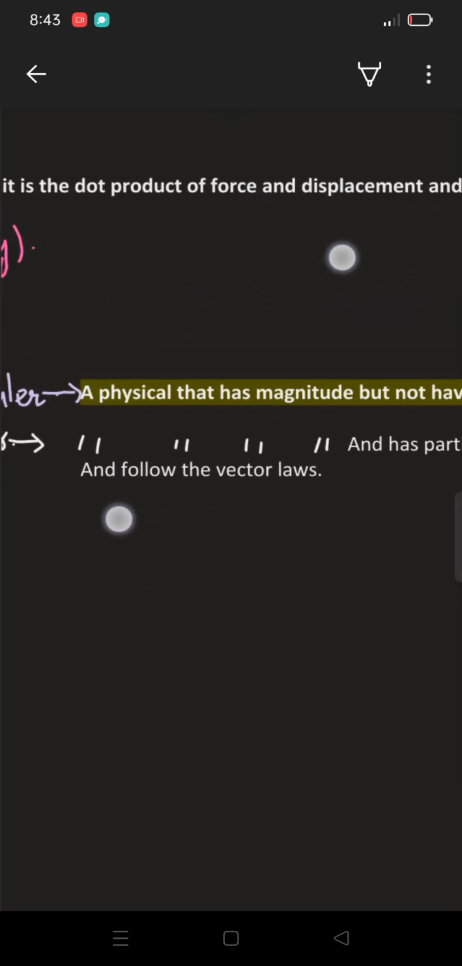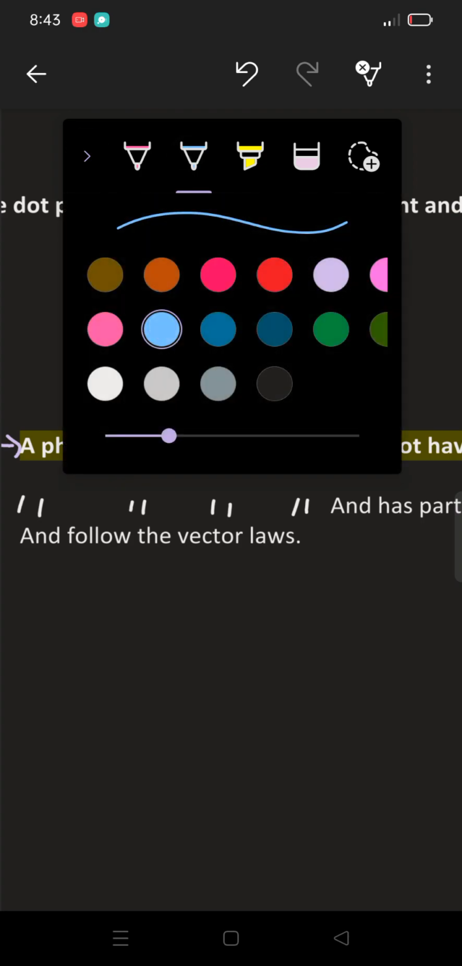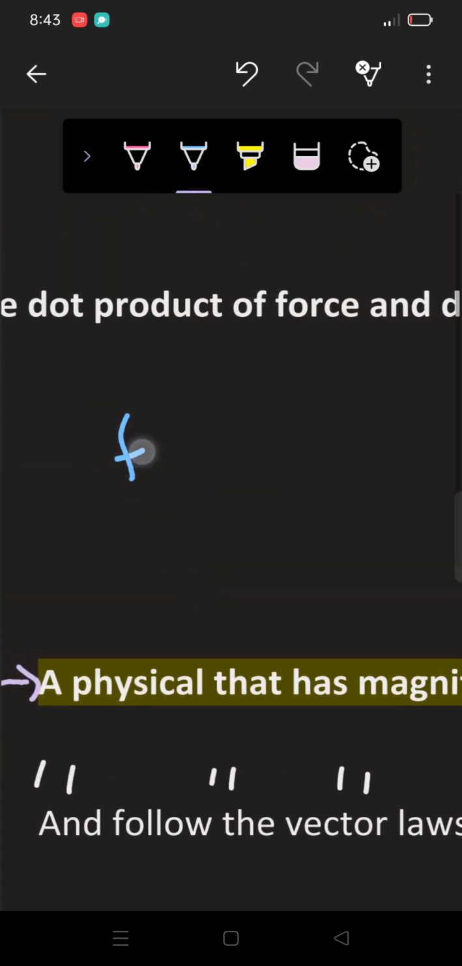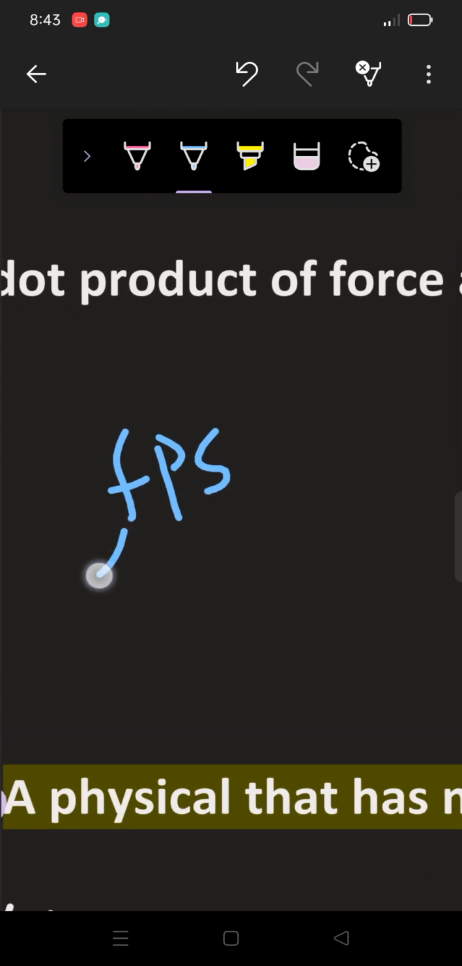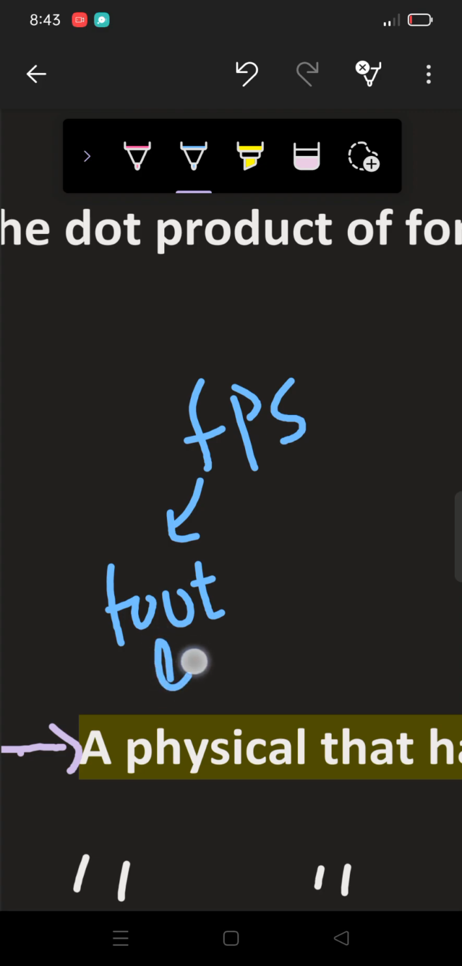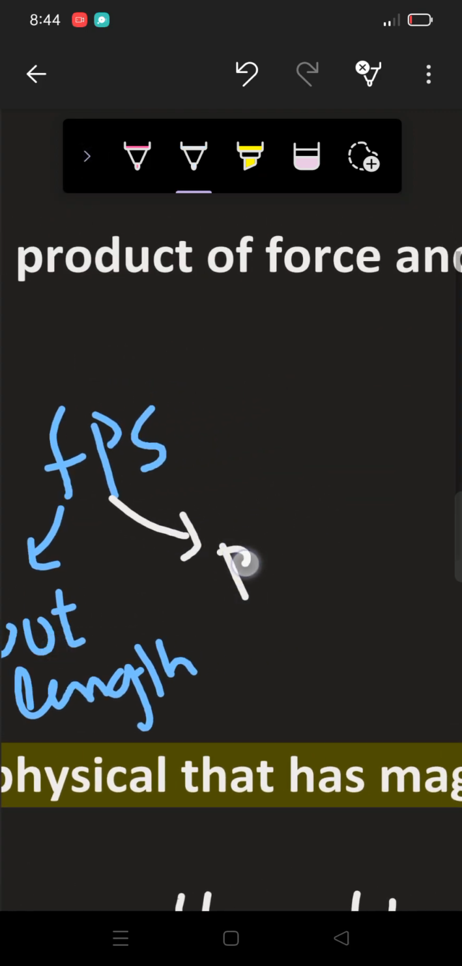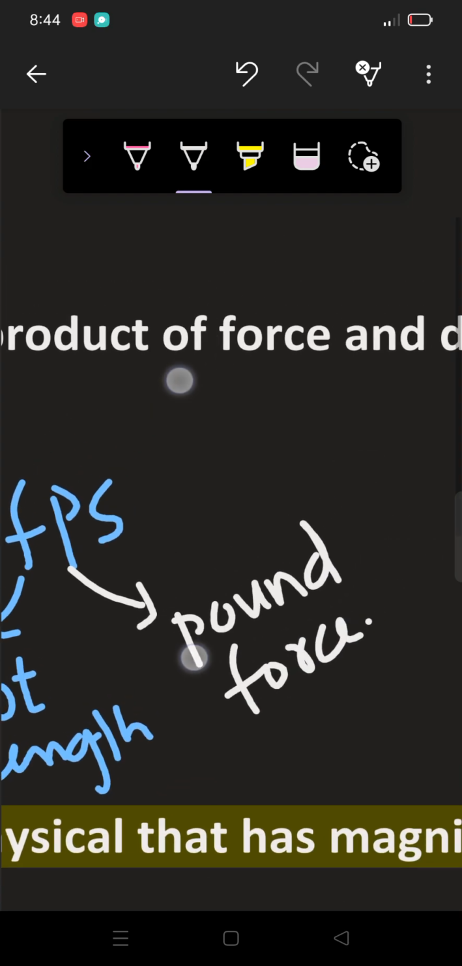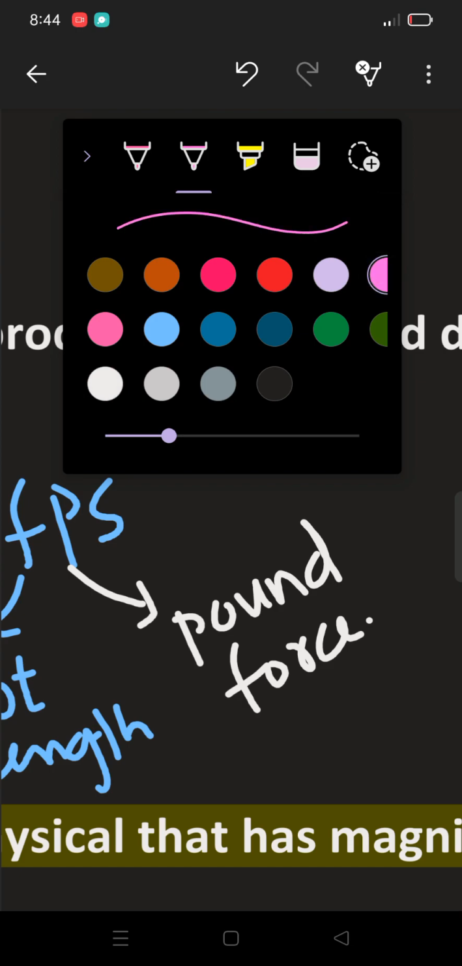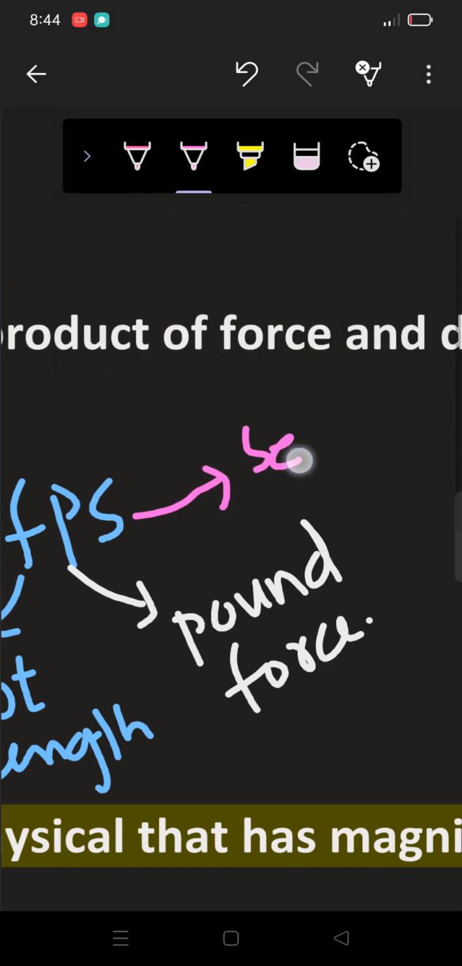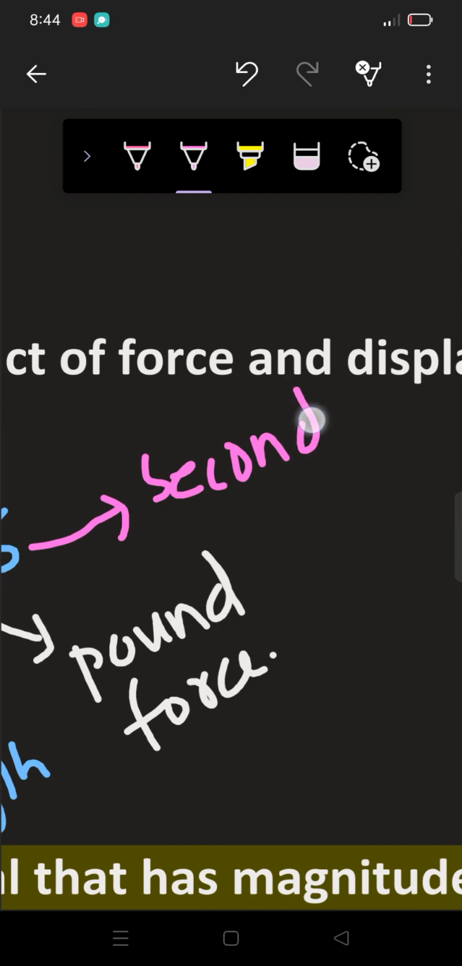And in the FPS system, wait, let me write that. In the FPS system, F represents the foot, which is the unit of length, right? P represents the pound, which is the unit of force. And S represents second, which is the unit of time.